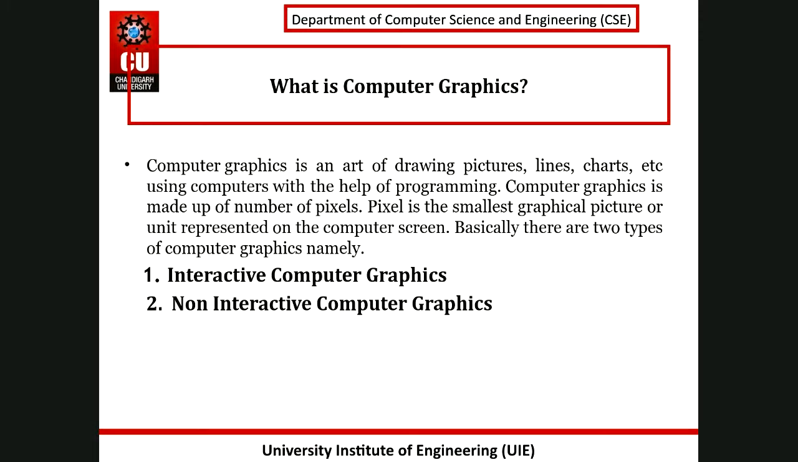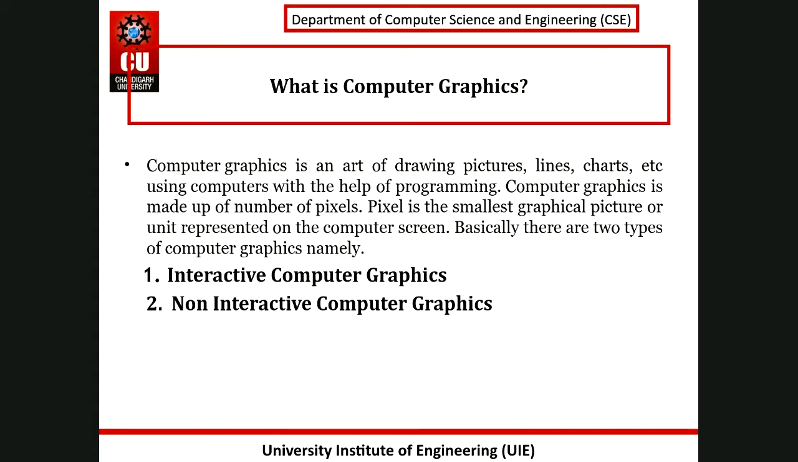If we have only two colors, black and white, then the intensity value of black will be 0, and the intensity value of white will be 1. If the intensity value of a pixel is 0, it means it will not be displayed on the computer screen. And if the intensity value is 1, if we have stored the intensity 1, then that particular pixel will be displayed on our computer screen.